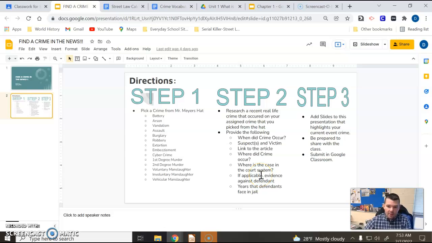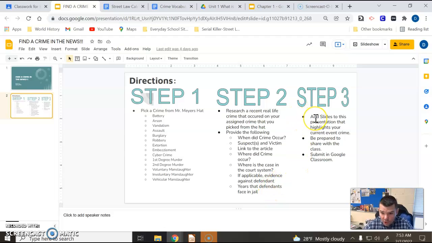Did they already rule on the case? Is it still in the court process? What is the prosecutor charging them with? And then ultimately, if applicable, if there's any evidence that shows that the suspect or suspects did the crime, what does the prosecutor have? And then what are the years that the defendants face in jail?